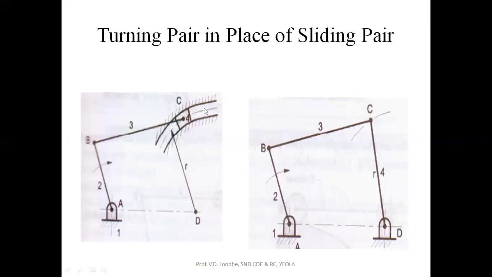Means here there are two pairs: this is one turning pair and this is a sliding pair. Now this sliding pair is replaced by only a turning pair. So here we can say the example of equivalent linkage is what? A turning pair has been introduced in place of a sliding pair.